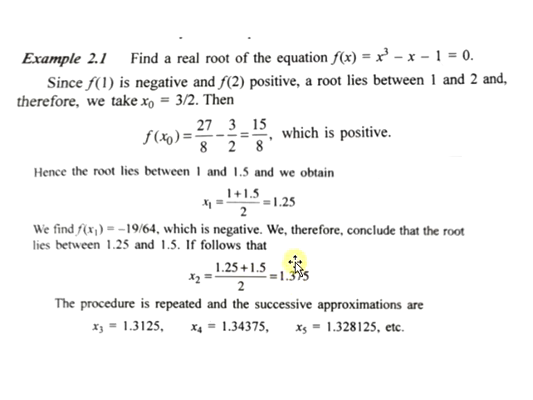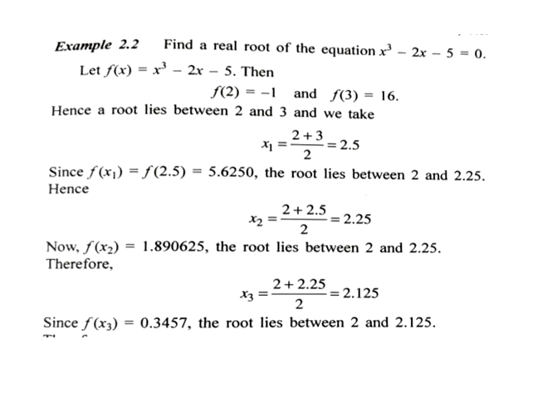375. So the root is f 1.375. Now we substitute x value as x2, that is 1.375, and we repeat this, and based on the successive approximation you can do this calculation. You will get the new x value, that is x3 is equal to 1.3125, x4 is equal to 1.34375, x5 is equal to 1.328125, and so on.